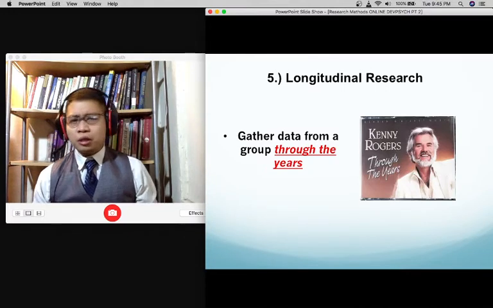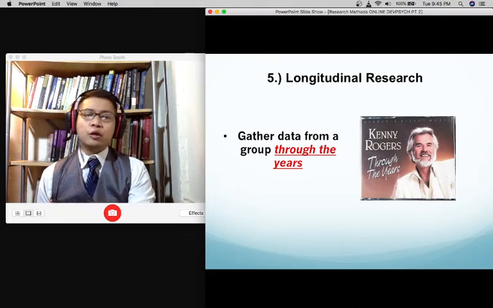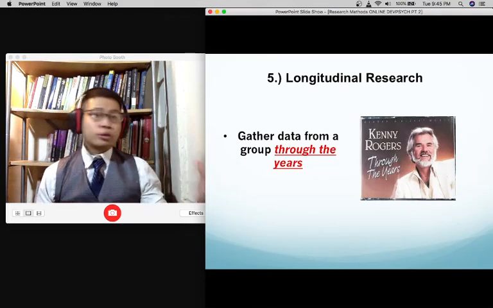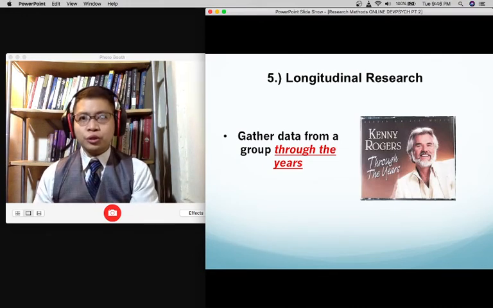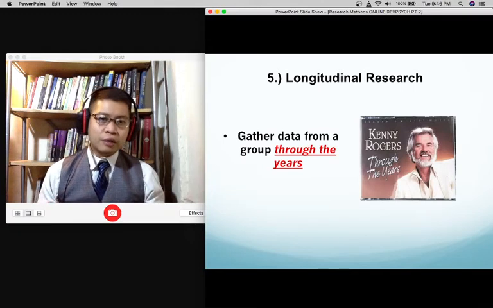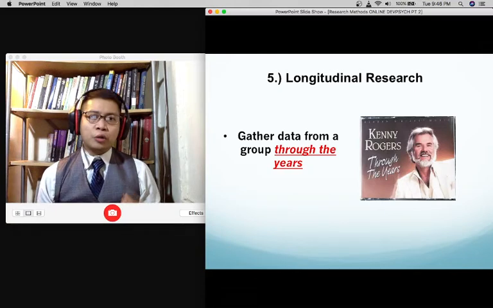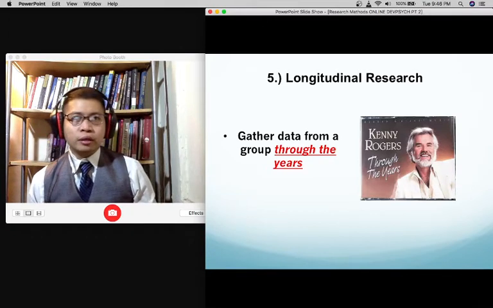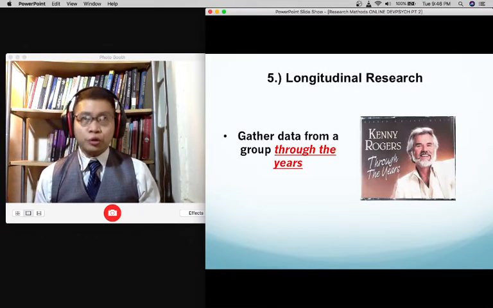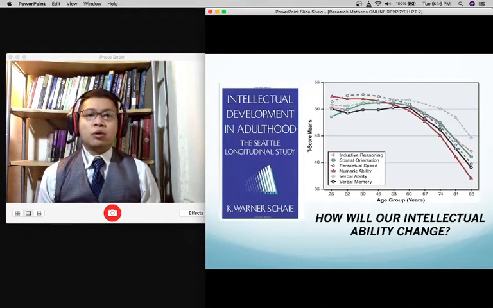So in longitudinal research, we select a group of people that we want to observe, and then we follow them as they mature. We follow them as they age, and then we take note of certain changes that we can see from that group of people. So dito pa lang, malalaman nyo na that longitudinal research takes a lot of time. It's very time consuming. It will last more than a year, or there are longitudinal researches na nagtagal ng more than 10 years, no? So that's what you mean by longitudinal research.